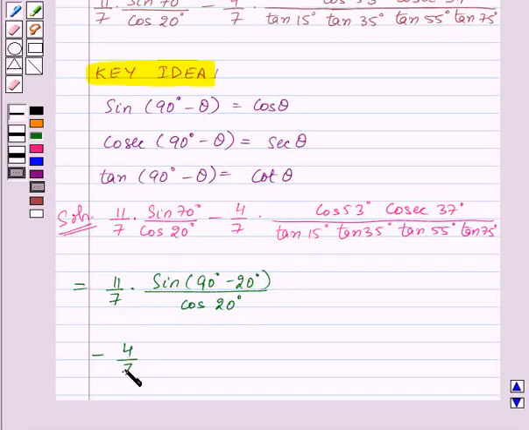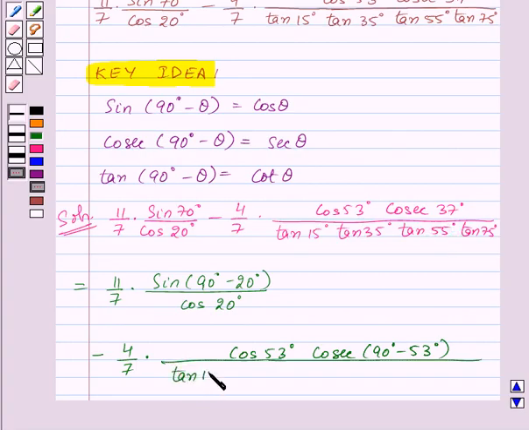minus 4 upon 7 into, now here 53 plus 37 is 90, so we can write 37 as 90 minus 53. So from this we will get cos 53 degrees into cosecant 90 degrees minus 53 degrees upon, now here 15 plus 75 is 90, so we can change 75 to 90 minus 15, and 35 plus 55 is 90, so we will change 55 to 90 minus 35. So we get tan 15 degrees into tan 35 degrees into tan 90 degrees minus 35 degrees into tan 90 degrees minus 15 degrees.